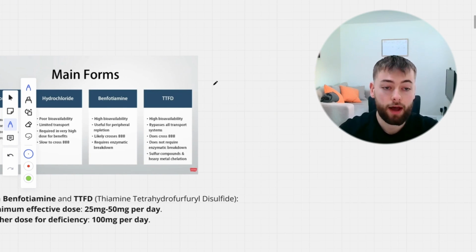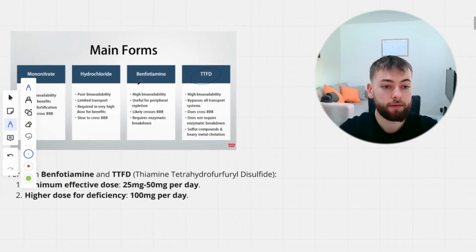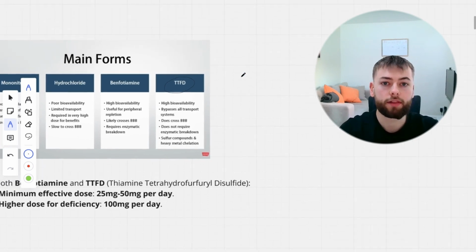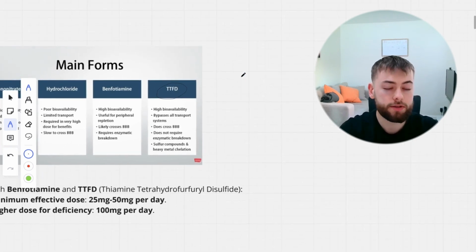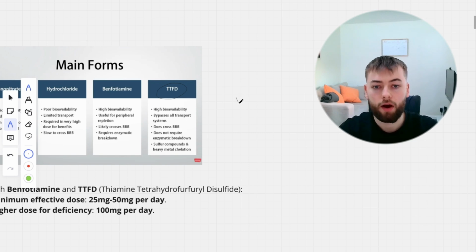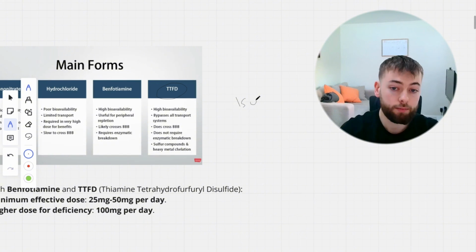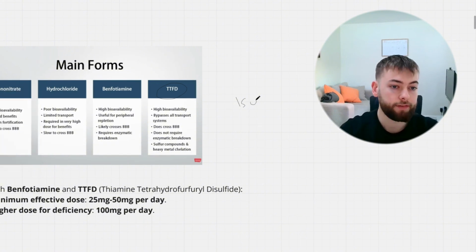In terms of gut health and crossing the blood-brain barrier, and the absolute best one, it's probably going to be TTFD. So when I first learned about this, I took benfotiamine. I think the therapeutic dose is around 300 milligrams. I took 100 milligrams, then 200 milligrams for a little bit. I felt like it was working pretty good. My motility was better. I felt more calm. My vagus nerve felt more active.